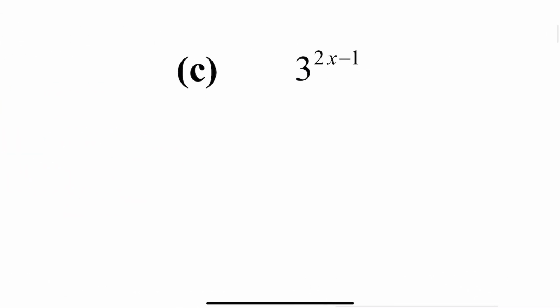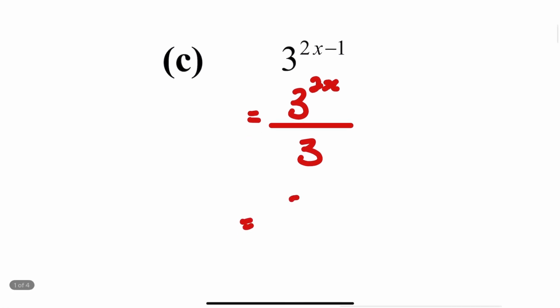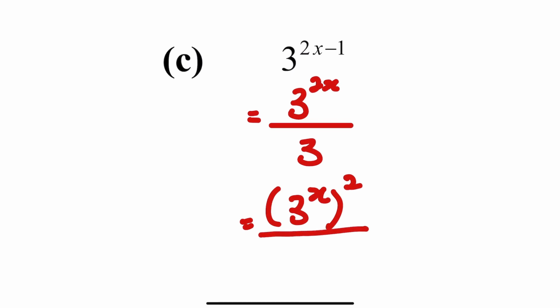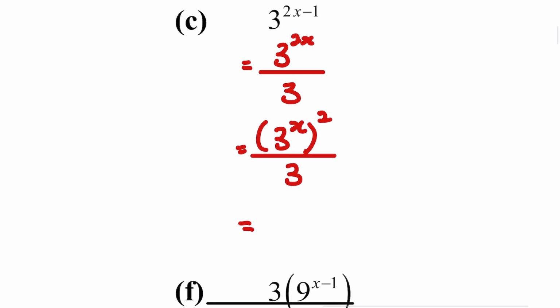Okay, so let's quickly finish up these parts. All should be quite simple if you are strong in your laws of indices. This over here is equal to 3 power 2x divided by 3 power 1. Therefore, I can simplify this to become 3 power x, the whole thing squared, over 3. Therefore, I can simplify this to become u squared over 3. And this is for part C.